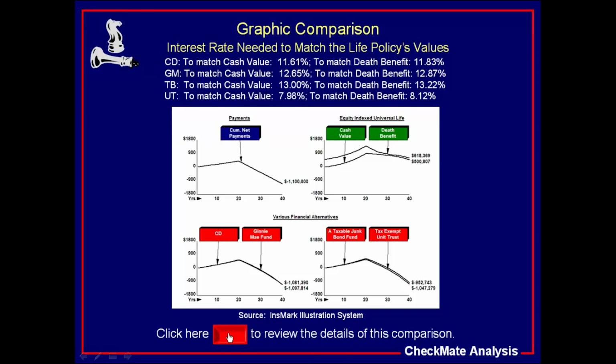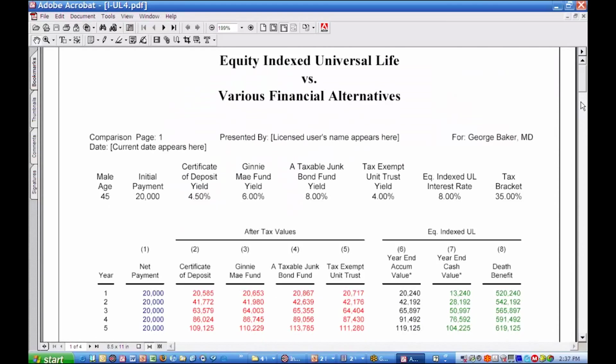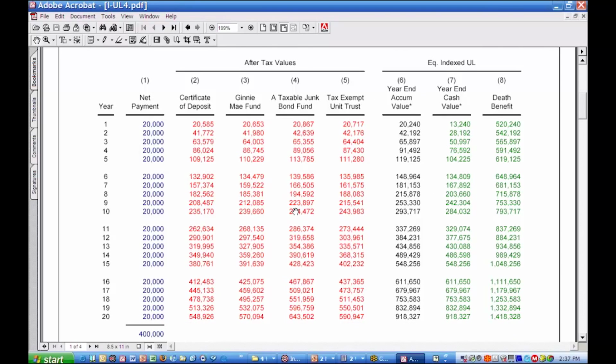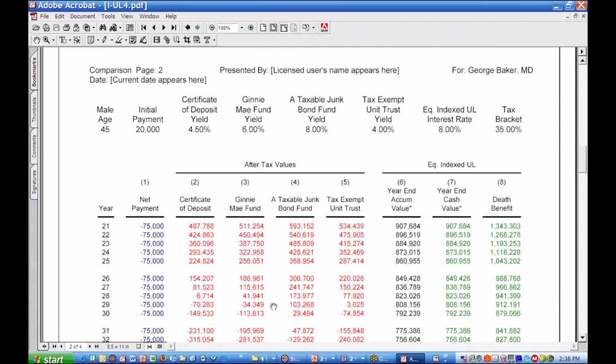This is a module that produces an illustration that looks like this. Pretty simple. Premium column 1, values developing in columns 2, 3, and 4. And as you can see, let's take the 10th year as a starter. 235, 239, 254, 243. Policy beats it by 284. I think it runs ahead in the 7th year. Down in here, 918. None of these other ones are close. And of course here it just runs away from it.